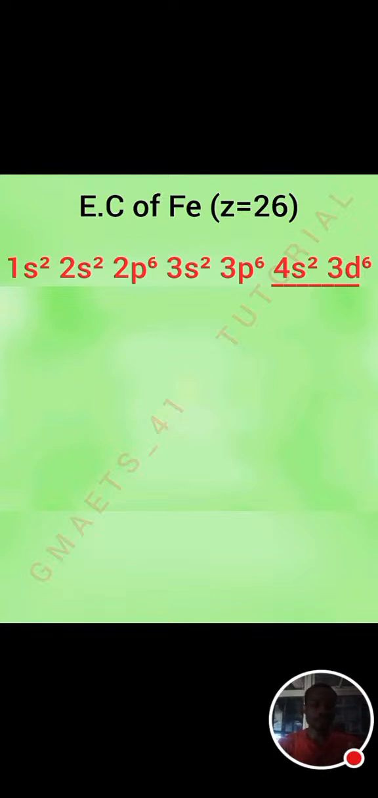We've defined what the group of an element actually is: the vertical arrangement, the column arrangement of the periodic table. Now, what is the significance of the group of an element? How can you use the electronic configuration to determine the group of an element?